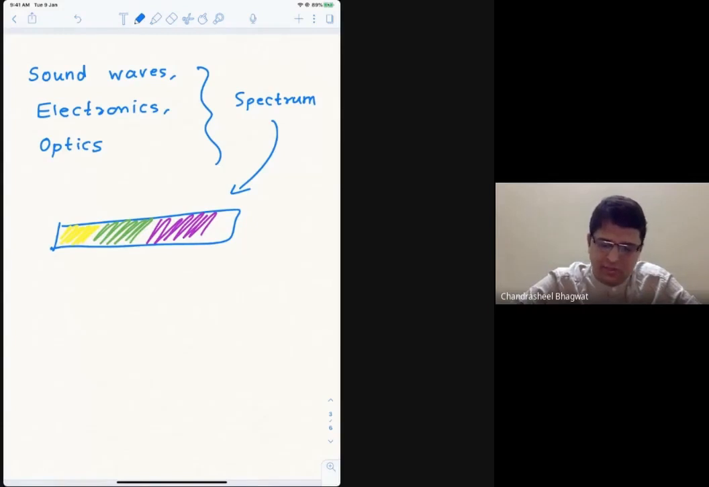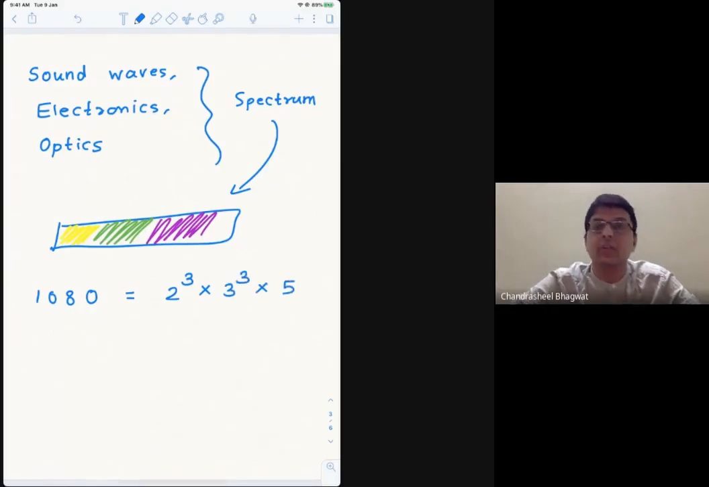So let me take one example. This is some number which just came to my mind. You can write this as 2 cubed times, I hope I'm getting it correct. I'll do a quick calculation in my mind. Yes, so this is how the prime factorization of 1080 looks. Just try to appreciate the idea. Here something is broken into a product of prime powers, where there are three distinct primes, you see.